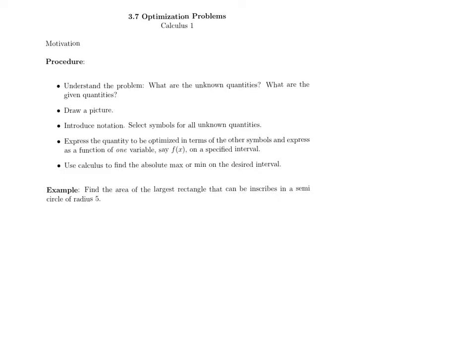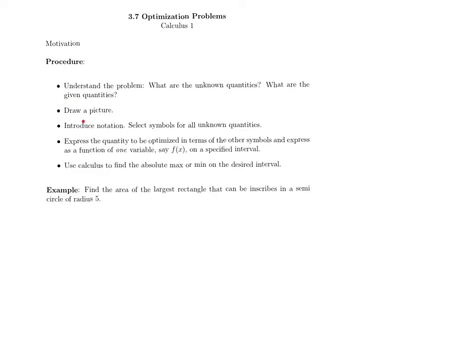Now, the first step is hopefully not surprising. You need to make sure that you thoroughly read and understand the problem. I know that sometimes sounds silly for me to say or for you to hear, but you really need to spend a moment and read the problem. Some things to focus on: What are the unknown quantities? What are the given quantities?